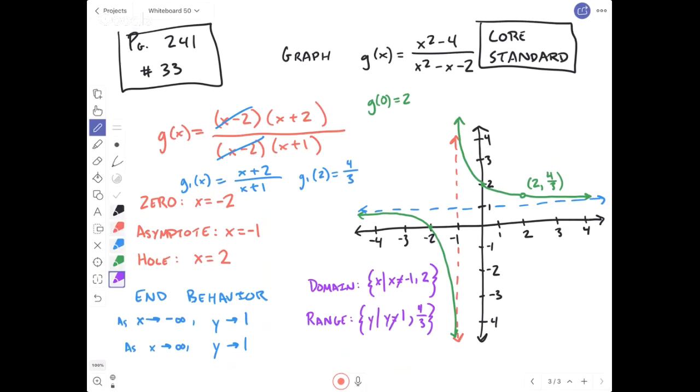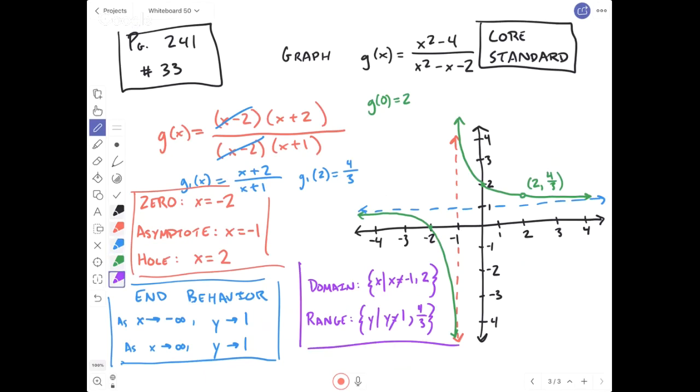Okay. I expect you to be able to find zeros, asymptotes, holes. I expect you to be able to analyze simple rational functions and determine end behavior. I expect you to be able to look at graphs and determine domain and range, and sketch basic graphs of rational functions based on that analysis. Any questions about our second core standard, graphing simple rational functions?